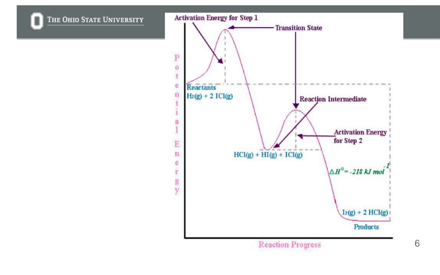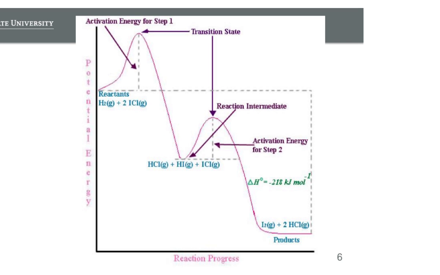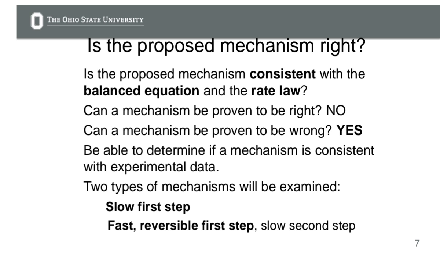So if we were to look at the same reaction, our reaction coordinate diagram, here we have H2 and ICl. We have a transition state. We get to a reaction intermediate, another transition state, and on to products. Okay? So just sort of reiterating the fact that we will have reaction coordinate diagrams of mechanisms, and they can end up being very complicated.